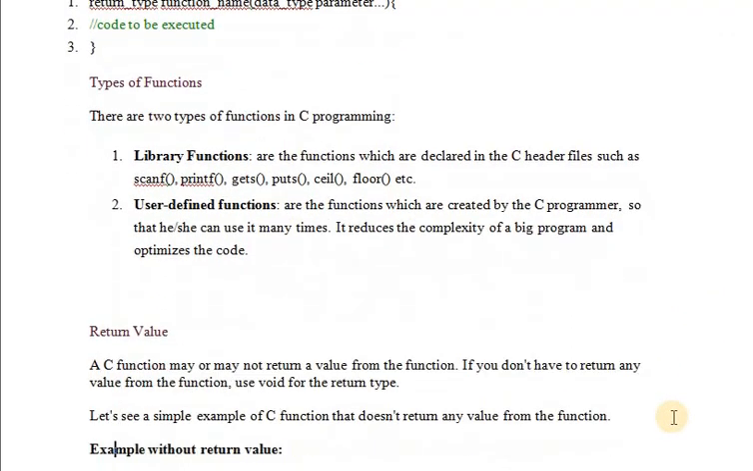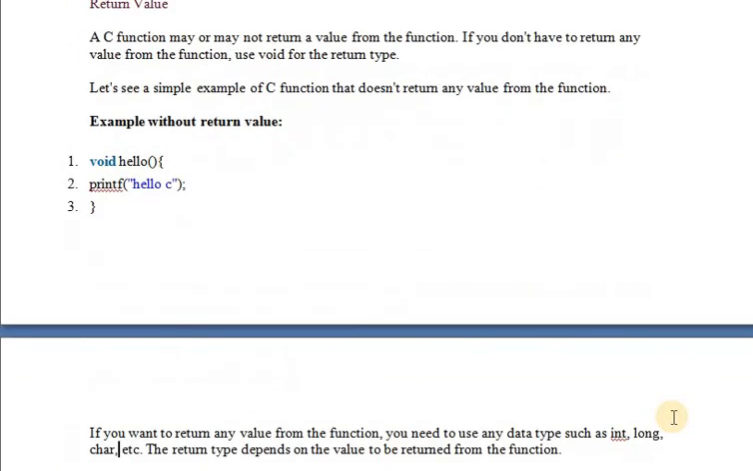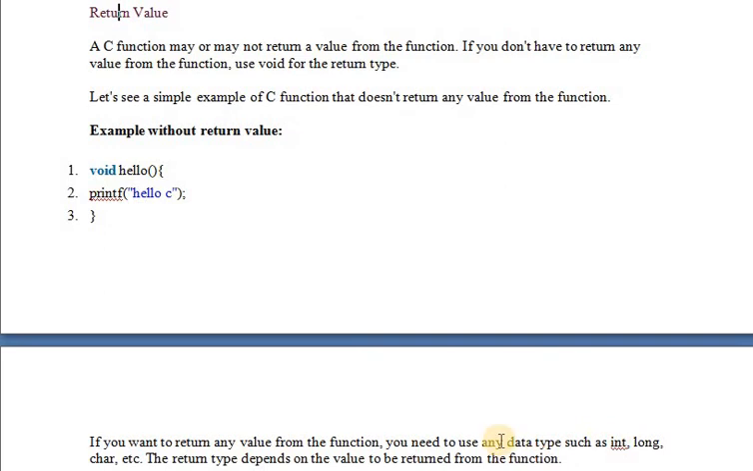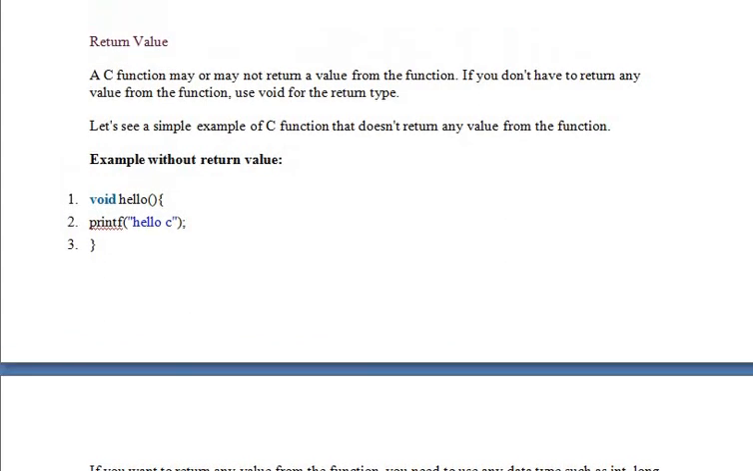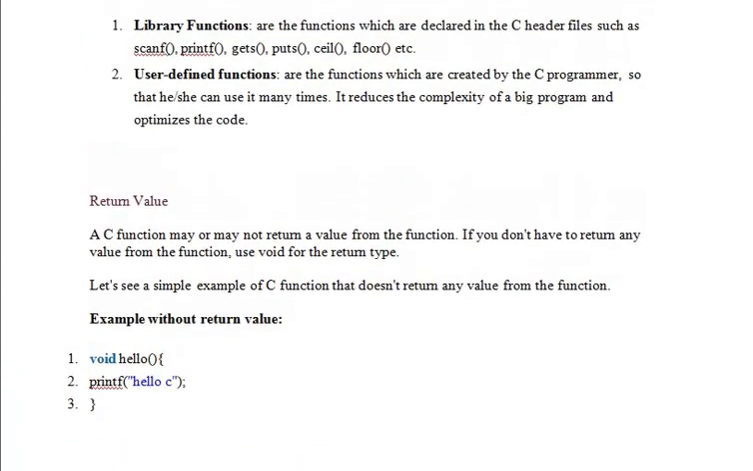Now the return value. A C function may or may not return a value from the function. If you don't have any return value from the function, use void for the return type. This here is a prototype or a function declaration.